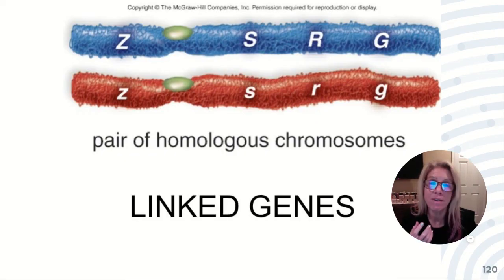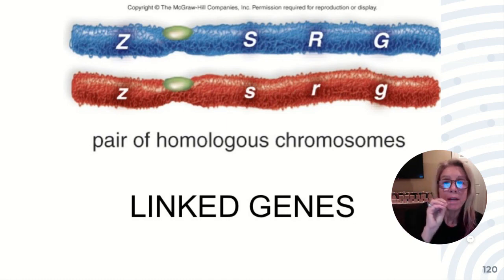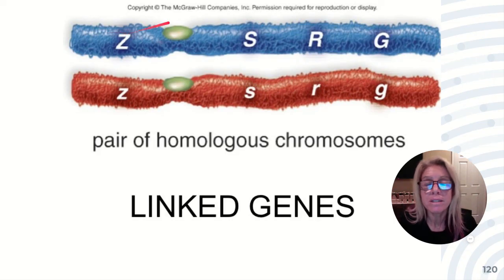You're not going to have independent assortment, because if you were doing some sort of dihybrid cross, right, you could think, oh, I could get big Z. If you didn't know they were linked genes, you would expect I could get big Z with big S and I could get big Z with little s. Well, that's not true. Big Z and big S are going together. Even if it was a trihybrid cross, you're going to get big Z with big S and big R.